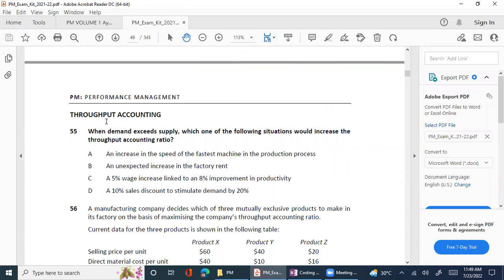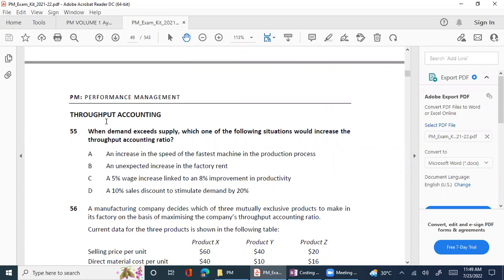Now I am discussing the A option. An increase in the speed of the fastest machine in the production process. If you bring a fastest machine, this will incur some cost, and as a result of this cost you will have some depreciation, so the fixed cost will be increased. When there is an increase in fixed cost, throughput accounting ratio will be reduced. So this is not the most appropriate.